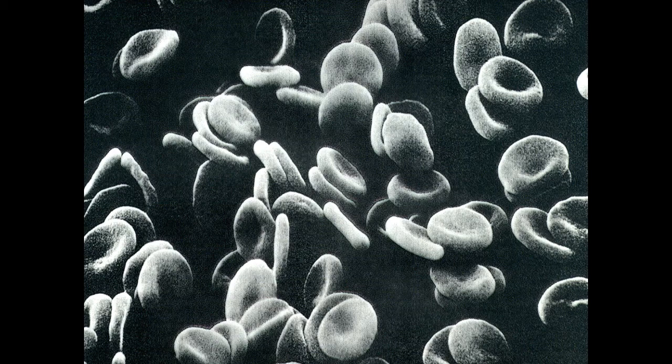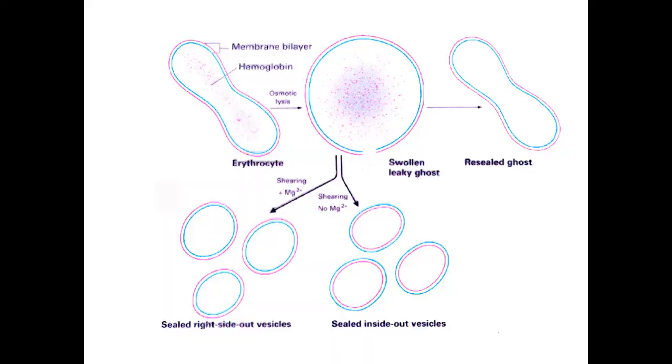Now, let's make a couple of comments about red blood cells. First of all, they are essentially bags of hemoglobin, and you can take red blood cells and rupture them and create what are called red blood cell ghosts. This is basically just a bag of membrane which can be useful for studying membrane structure and function. And under certain conditions, you can take a red blood cell and lyse the cell and make a sealed right-side-out vesicle or a sealed inside-out vesicle. These sealed inside-out vesicles turn out to be relatively useful for studying the structure of the inner face of the red cell membrane and the red cell cytoskeleton.